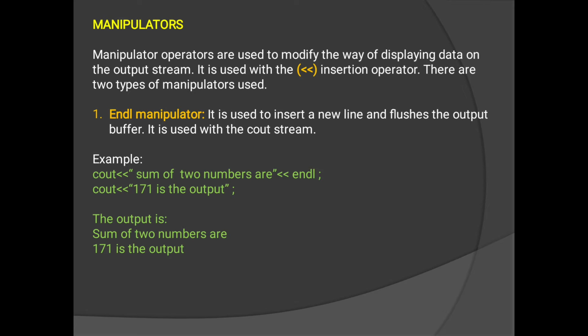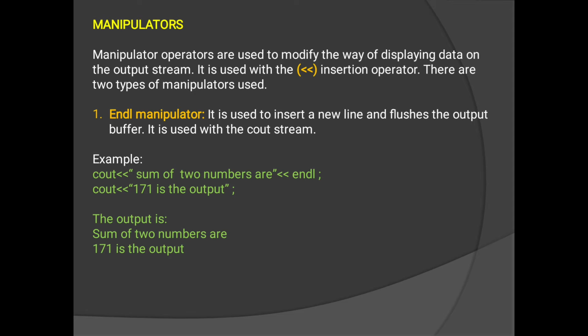There are two types of manipulators used. Using these manipulators, you can modify the way of displaying data on the output stream. It means whatever data is being displayed on the output stream. So how do we display it on the output stream? That is using the cout output stream, right? So using the cout command, it is used with the cout stream, and the way we want to display the data is by using these manipulator operators.